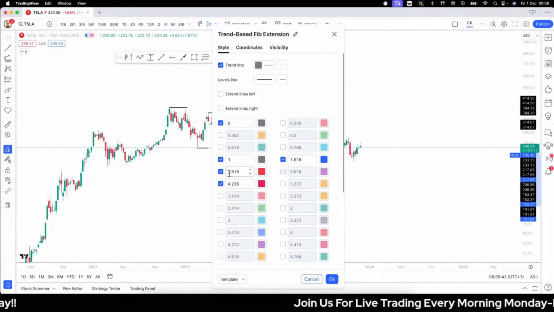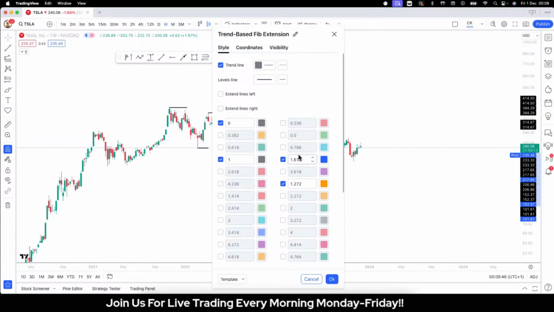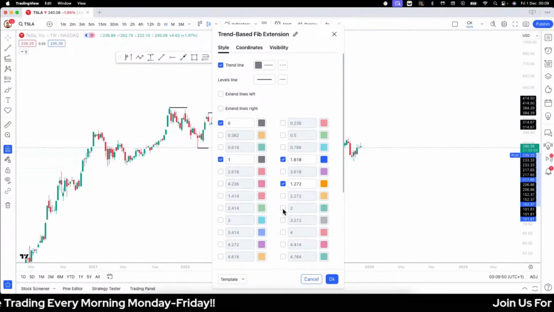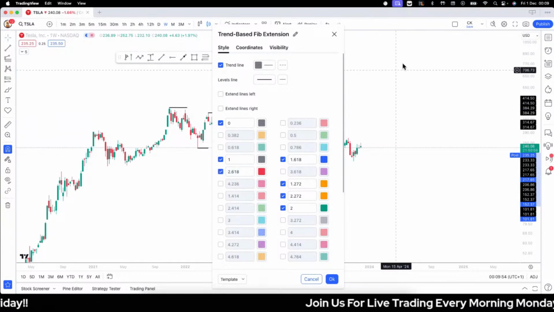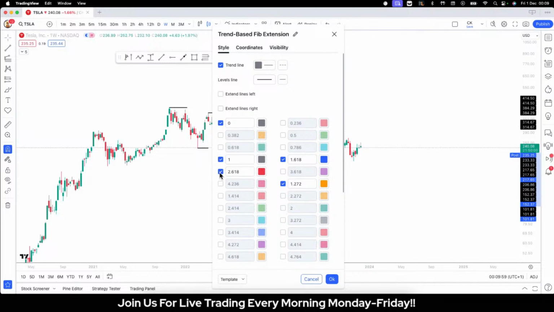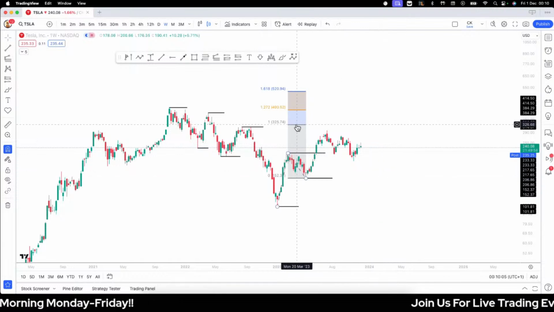The only thing that you really need to be concerned with here is the 1.272 and the 1.618 targets. And if those targets get breached, then you can use the 2.272 and the 2.618, right? But at some point, you will be able to use different Fibs and so on. So for trend-based Fibs, it's very simple. I use the 0, the 1, and then the 1.272 and the 1.618, right?